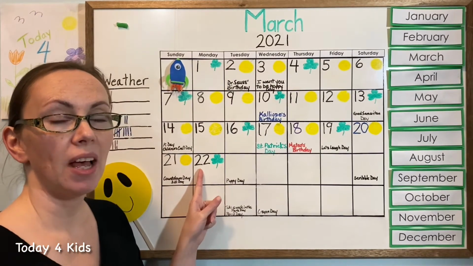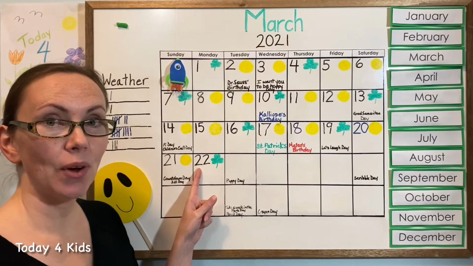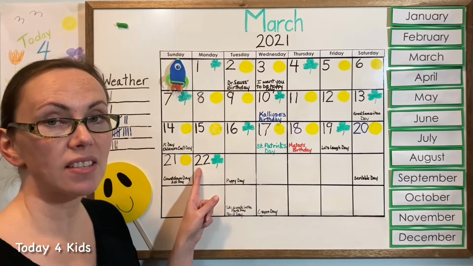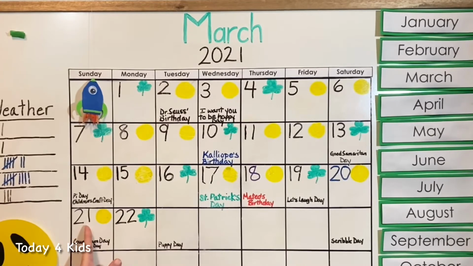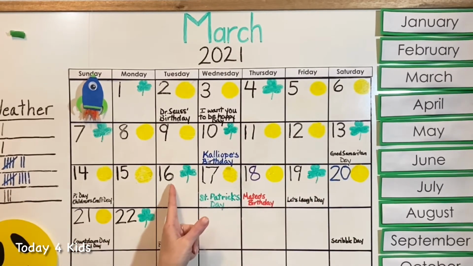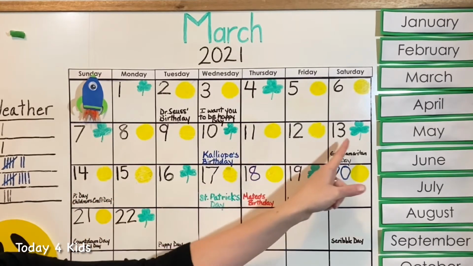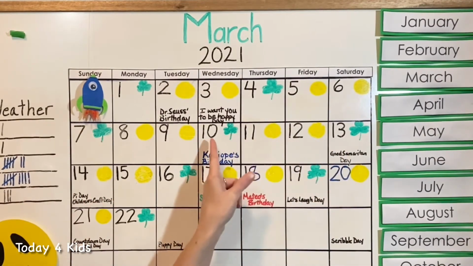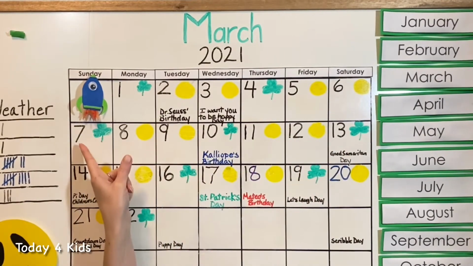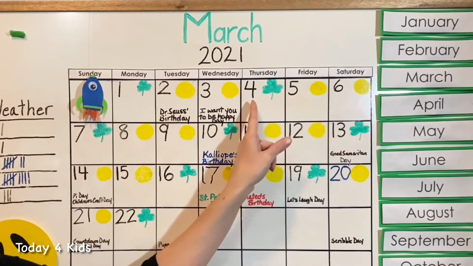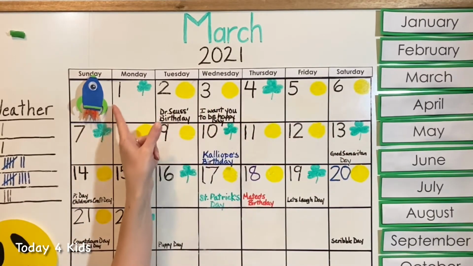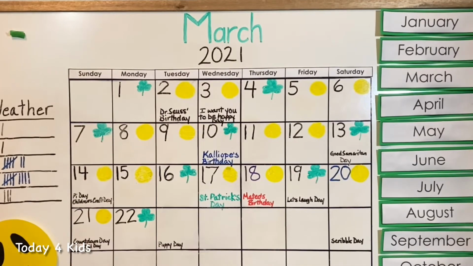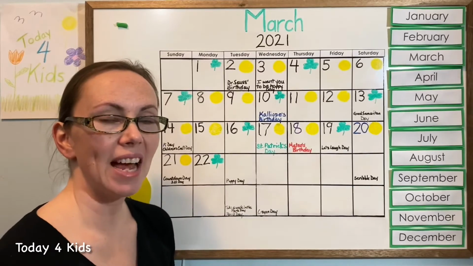Good job. Let's count backwards. Are you ready? It's okay if you don't know yet. We'll practice together. 22, 21, 20, 19, 18, 17, 16, 15, 14, 13, 12, 11, 10, 9, 8, 7, 6, 5, 4, 3, 2, 1. Thank you for counting that with me.